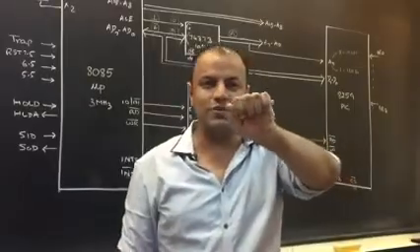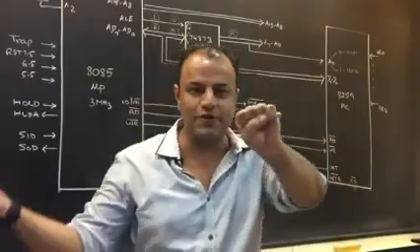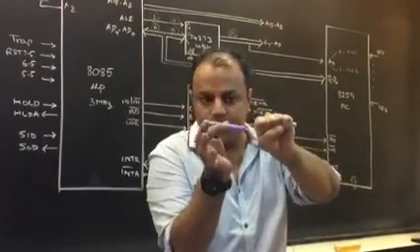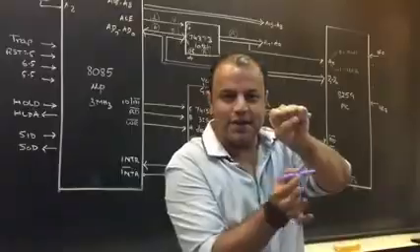So ALE was 1, so the bus carries address. Now the latch will produce address. Now this bus carries data, but because at this time ALE is 0, data cannot enter the latch, data will come out from here.